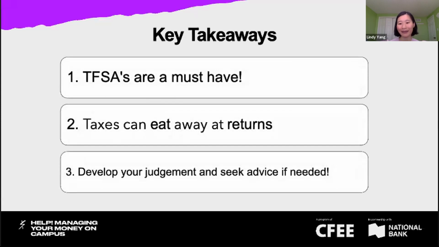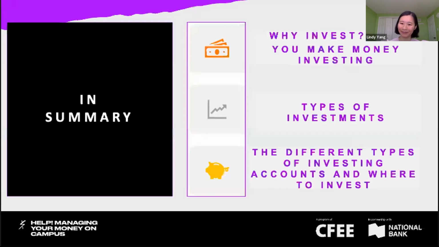So some of the key takeaways from this section are that everyone should have a TFSA, that taxes impact your returns, so it's important to use investment accounts to your advantage, and that developing your judgment to make better money and investment decisions is a process. So be kind to yourself as you're learning, and don't be afraid to seek advice. So let's quickly review what we've learned today.